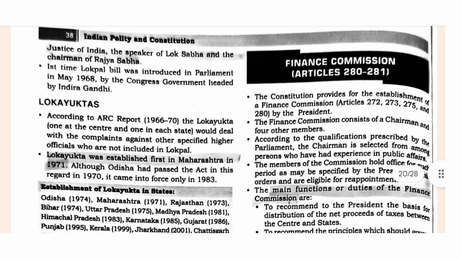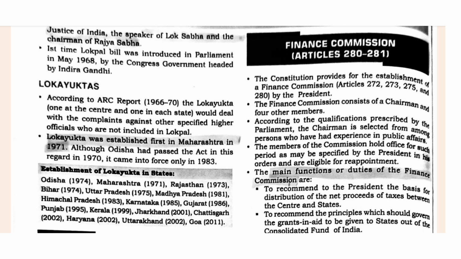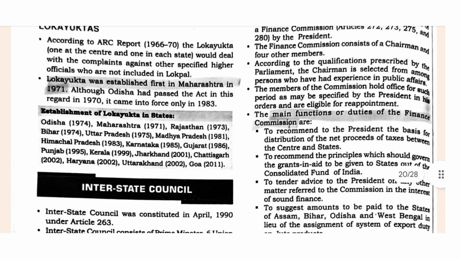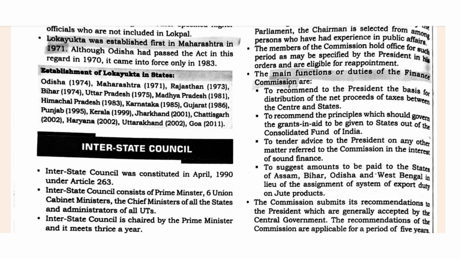Finance Commissions. The Constitution provides for the establishment of a Finance Commission by the President. The Finance Commission consists of a chairman and 4 other members. According to the qualifications prescribed by the Parliament, the chairman is selected from among the persons who have had experience in public affairs. The members of the commission hold office for such period as may be specified by the President in his orders and are eligible for reappointment.